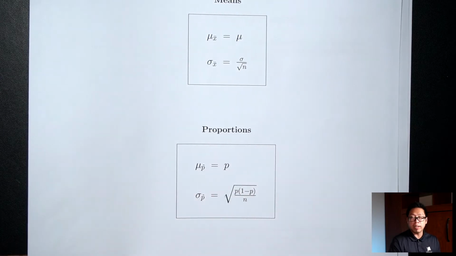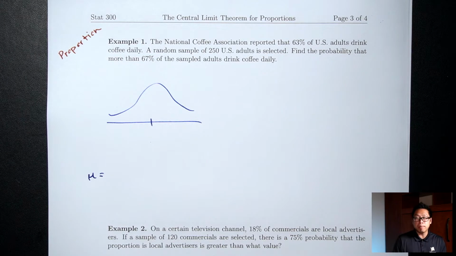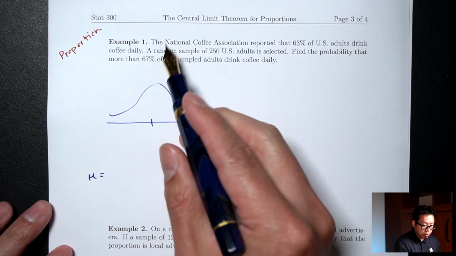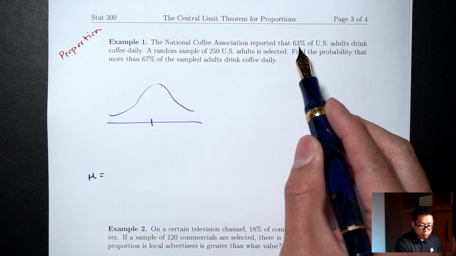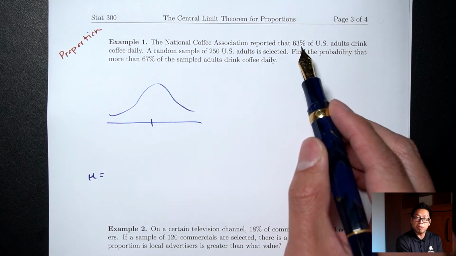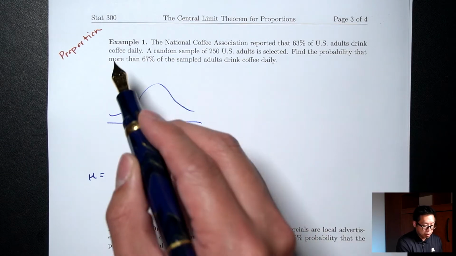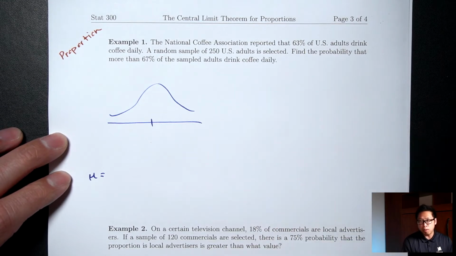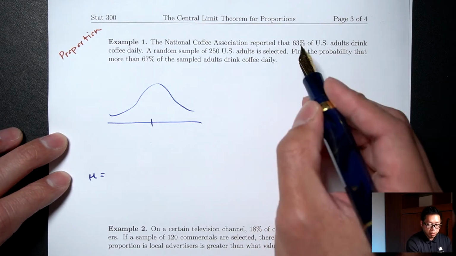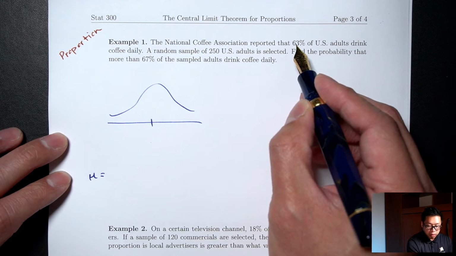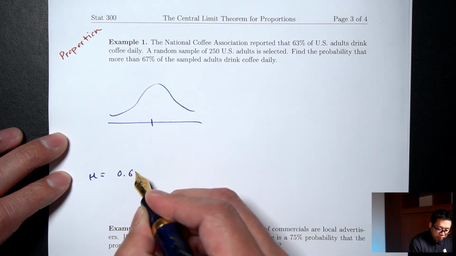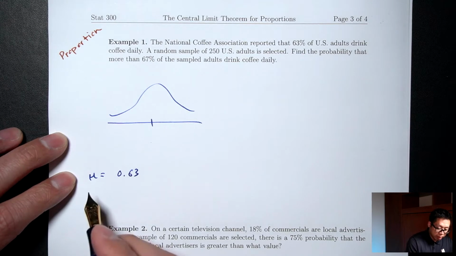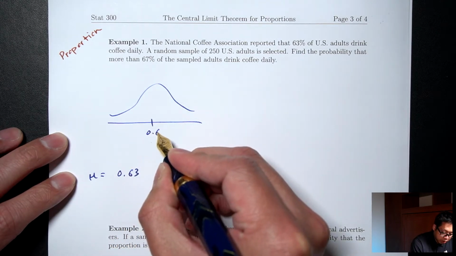P. So P here stands for the population proportion. So it's the proportion, usually it's going to be a percent, of the population that has a certain characteristic. So in our case here, it's this 63%. So 63% is the percent, and the special characteristic is that these 63% drink coffee daily. And as usual, anytime we're working with percent, we always convert it to decimals first. 63% as a decimal would be 0.63. That's our mean. So let's put the mean in the middle, 0.63.